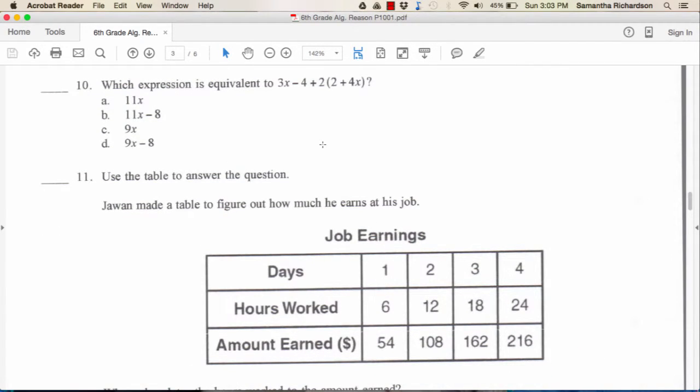Question 10. Which expression is equivalent to 3x minus 4 plus 2 parenthesis 2 plus 4x parenthesis? A. 11x. B. 11x minus 8. C. 9x. D. 9x minus 8.